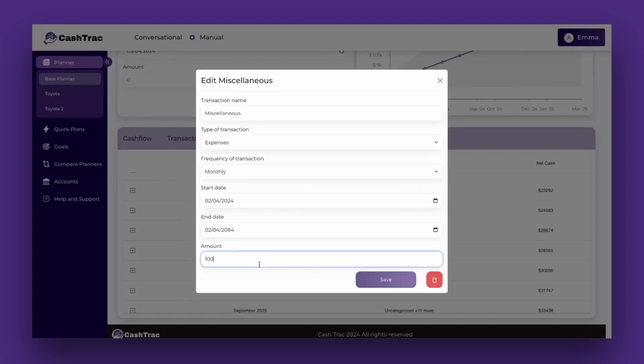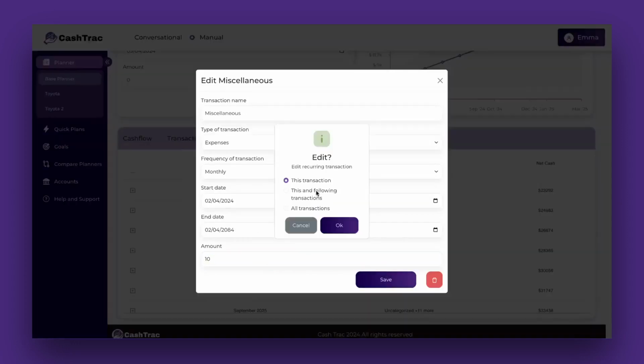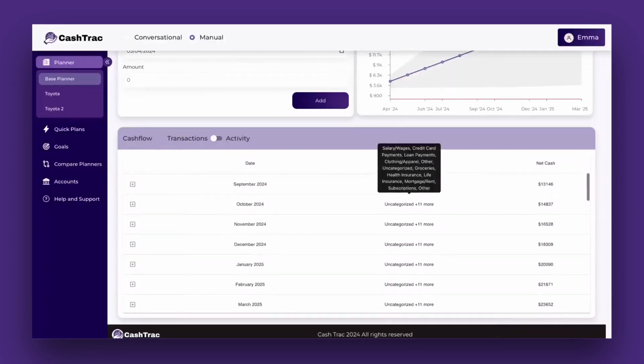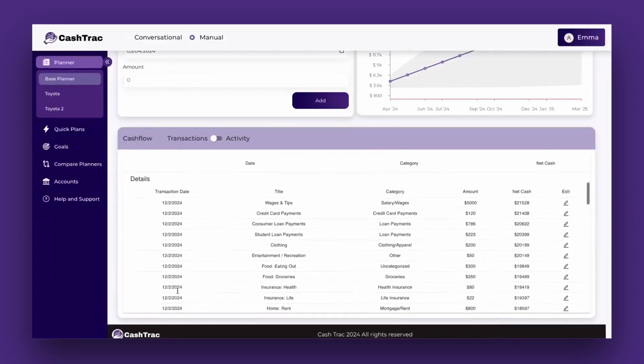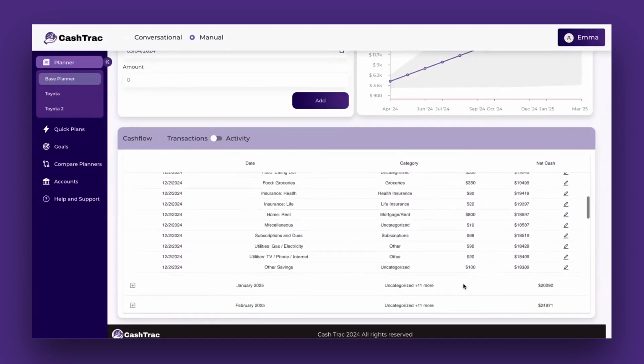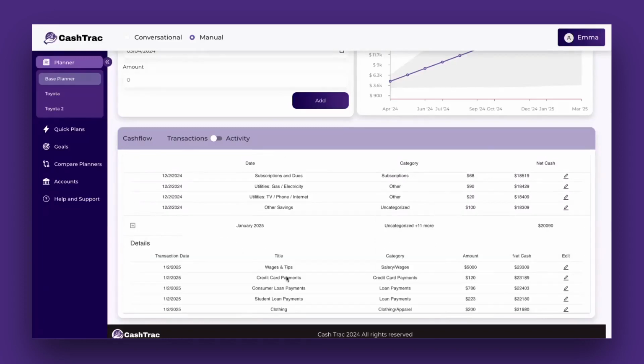Next, in the pop-up box, Emma changes the amount from $100 to $10 and saves the edit. With an eye on efficiency, Emma selects to apply this edit from December 1st to all upcoming transactions. In the detailed view of the monthly transaction, she can see her miscellaneous expenses have changed for December and upcoming months.